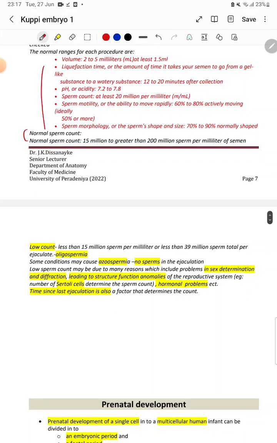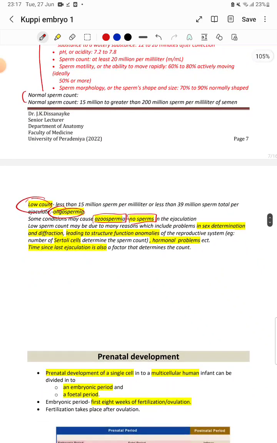And there are clinical correlations when you have an abnormal count. When you have a low count, it's known as oligospermia. And when you have no sperm at all, that's called azoospermia. Again, I'm not sure about the pronunciation. Low sperm count may be due to many reasons.